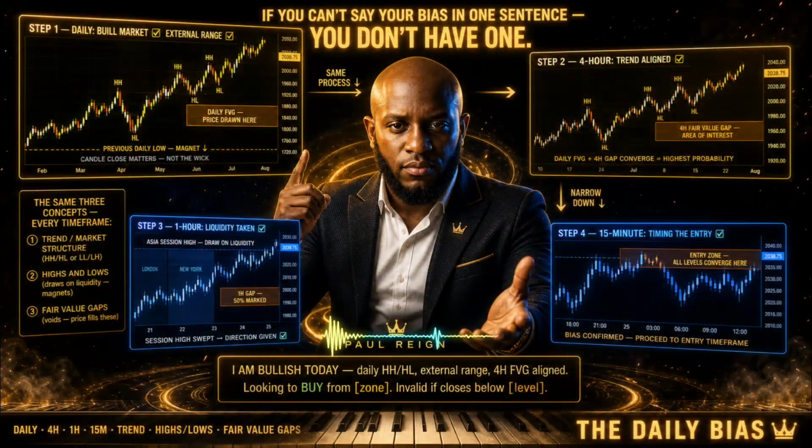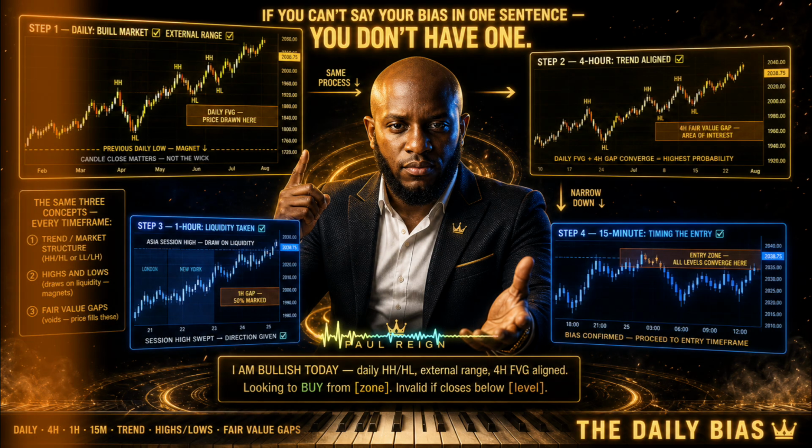4 hour, same process, trend aligned with the daily. Mark the swing lows, fair value gap in the leg. Daily gap and 4 hour zone converge, highest probability.